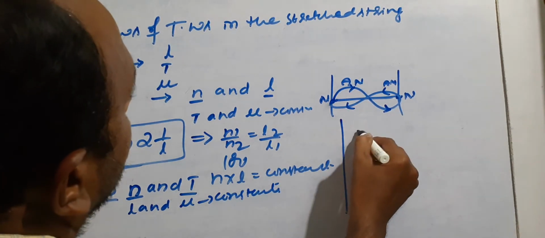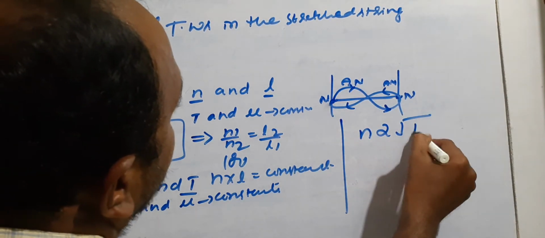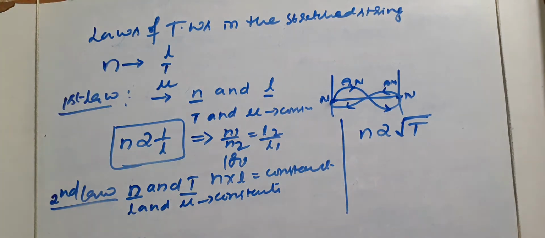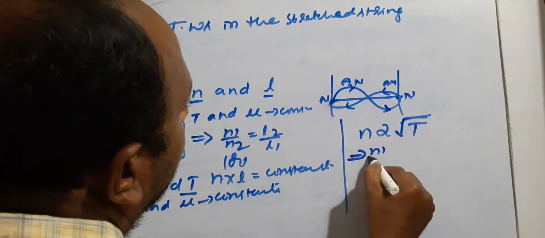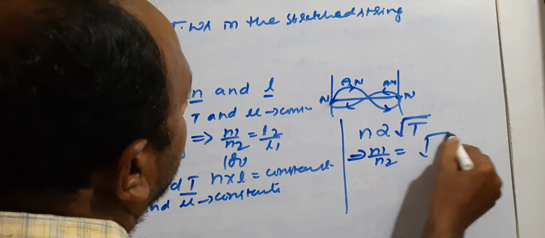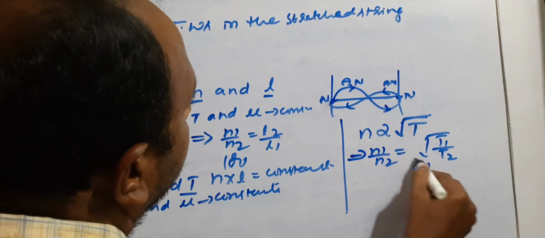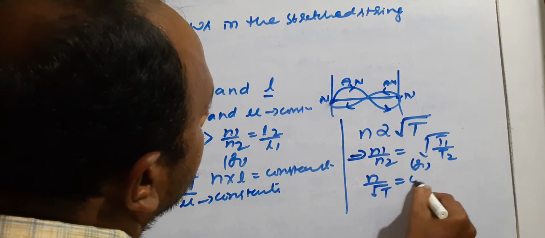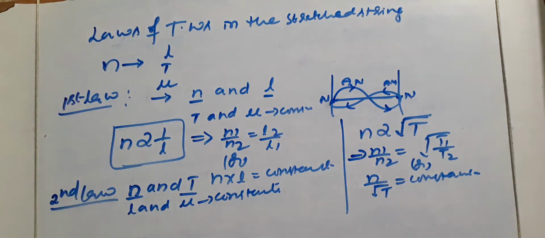From the second law, N is directly proportional to the square root of T. That is, the fundamental frequency of the vibrating string is directly proportional to the square root of the tension in the string. It can be written as N1 by N2 is equal to the square root of T1 by T2, or N by root T is equal to constant. But in this law, L and mu are maintained constant. So for a constant length and a constant linear density, the fundamental frequency of the vibrating string is directly proportional to the square root of the tension in the string. So this is the second law, students.